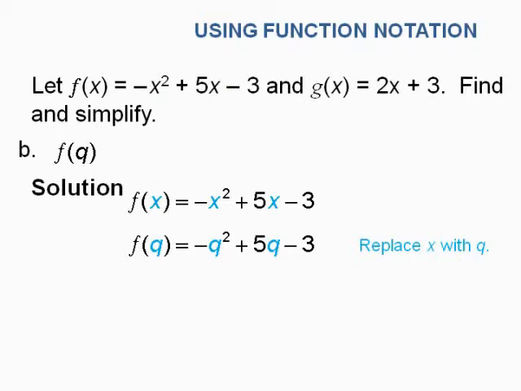So we're staying with some functions up top here. And now they're saying find f evaluated at q. So not only can you put numbers in for x and get y values out, you can plug anything in for x. You can say f of q here. So all we're doing is wherever we see an x, we're putting in q. And we're getting negative q squared plus 5q minus 3.